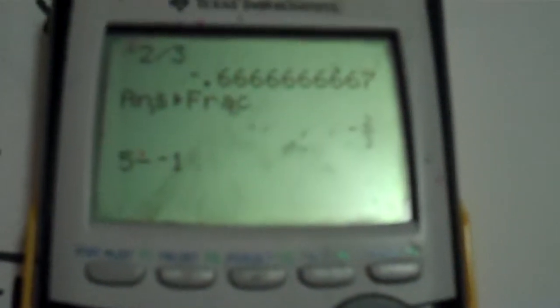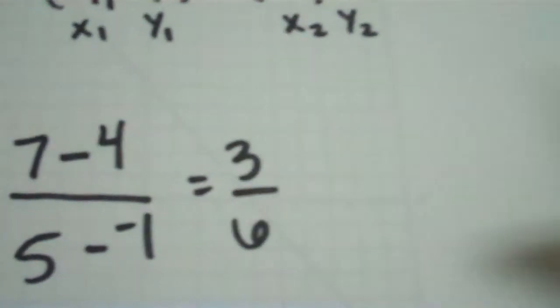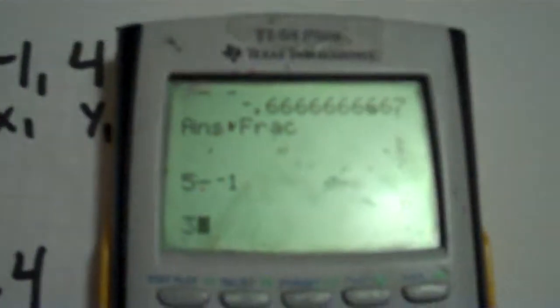5 minus negative 1. If you're not sure about stuff like that, you just put that in the calculator and you'll get positive 6. Good. What some of y'all are forgetting to do, though, is divide. 3 divided by 6. So 3 divided by 6, I get 0.5. So you could put 0.5, but slope, we'd rather have fractions, which is 1/2.